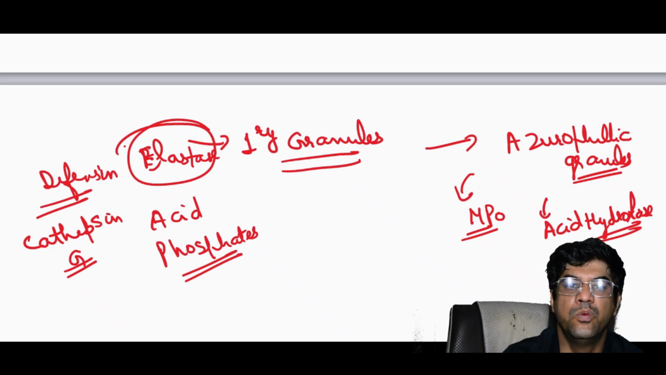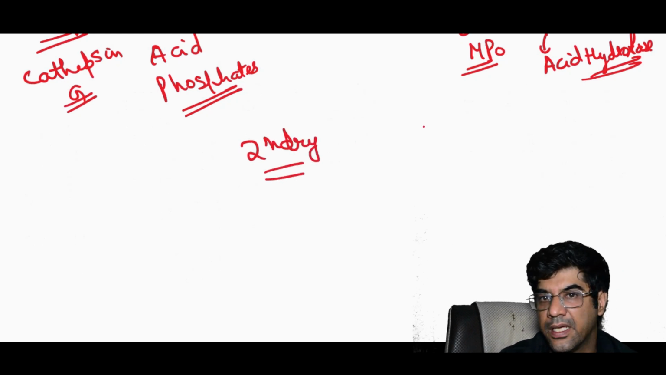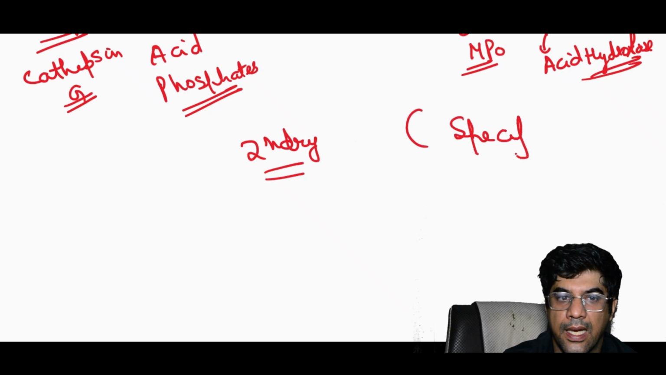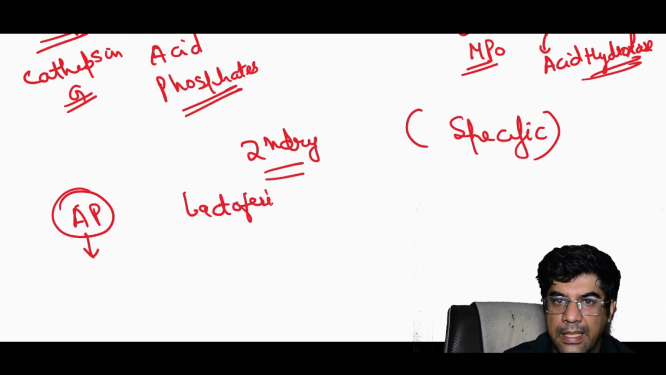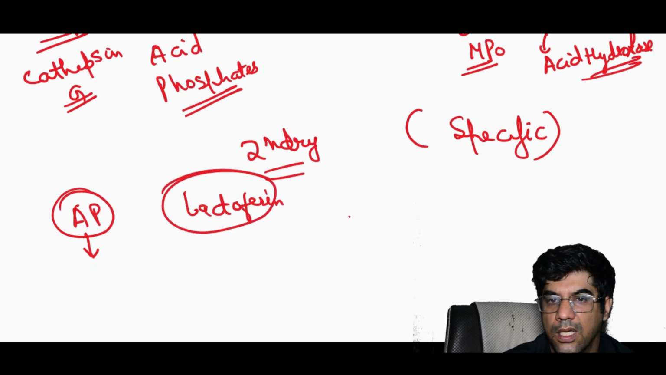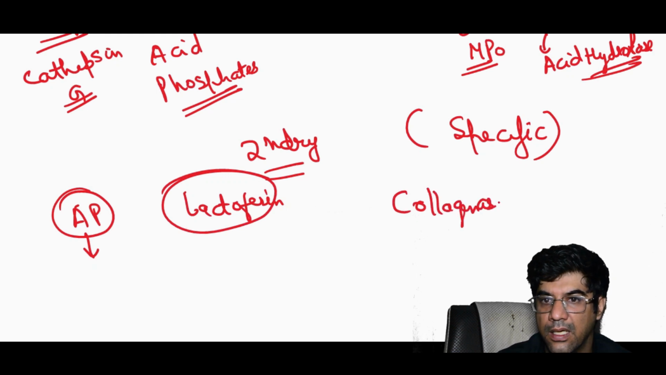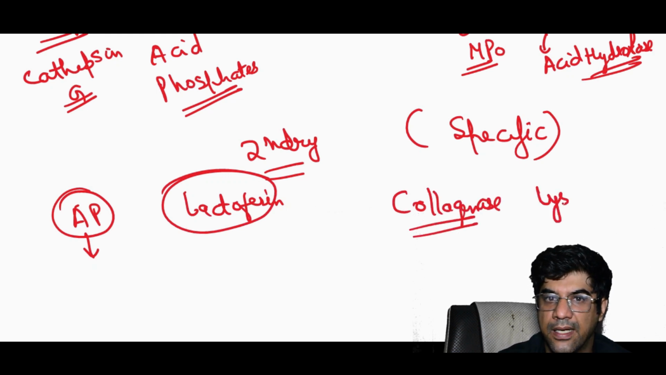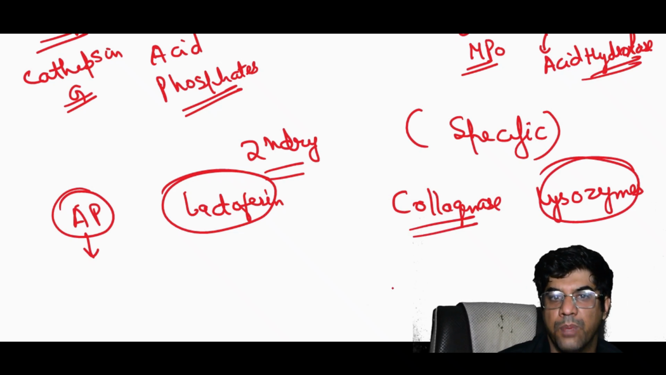Other are the secondary granules. They are also known as specific granules. They contain alkaline phosphatase that is involved in dephosphorylation, lactoferrin that binds iron and inhibits bacterial growth, collagenase that will degrade the collagen, lysozyme that will act on the bacterial cell wall, plasminogen activator, it converts the plasminogen to plasmin.